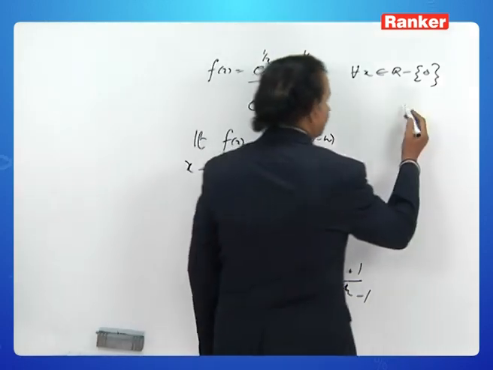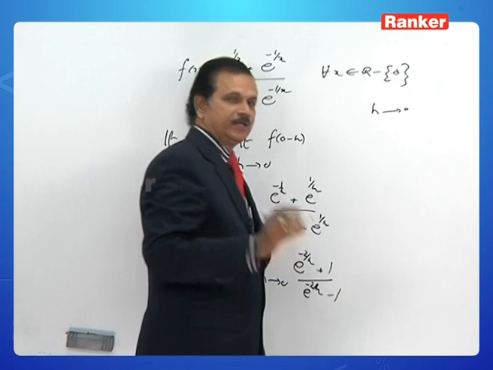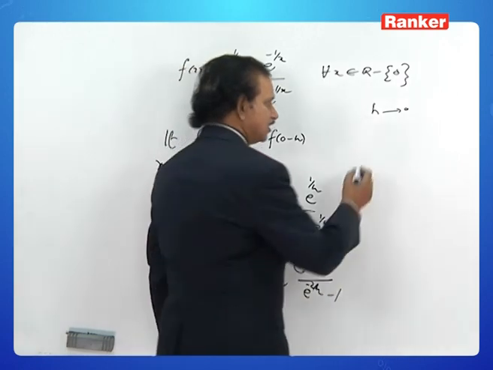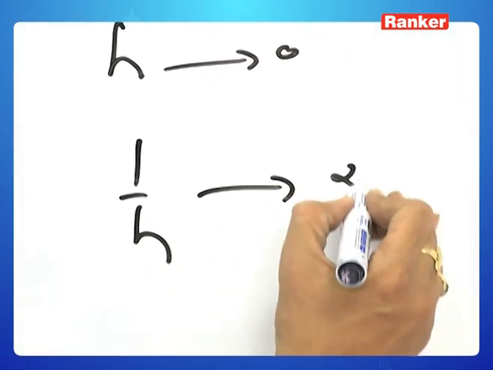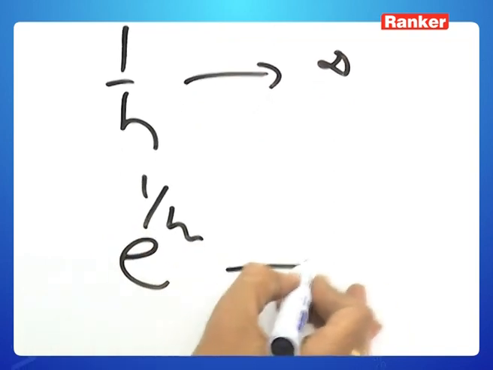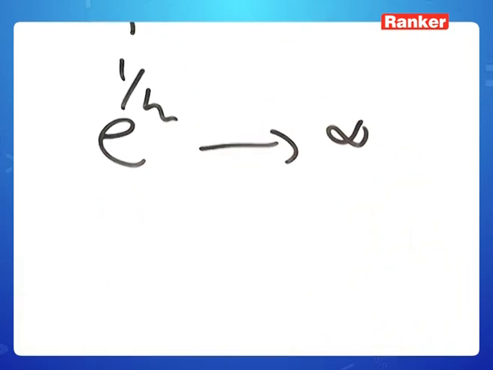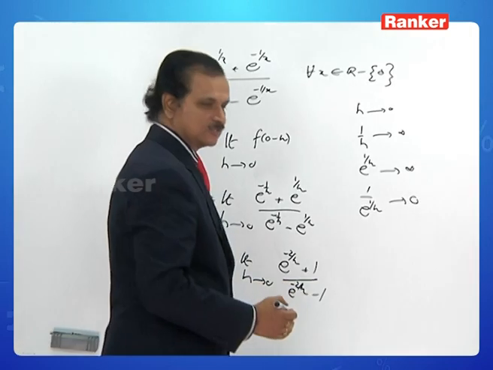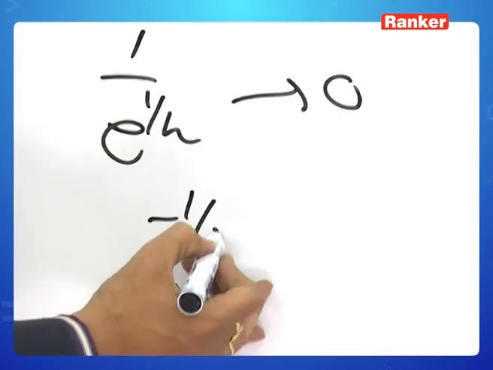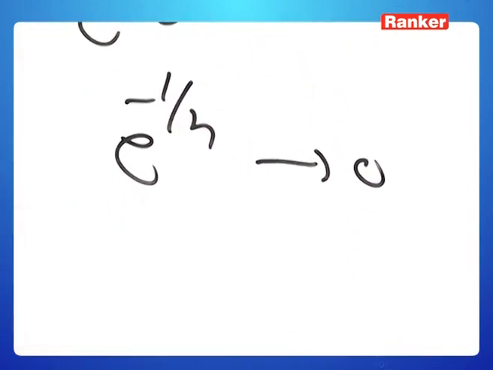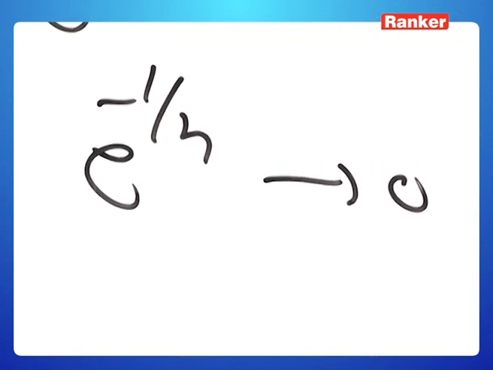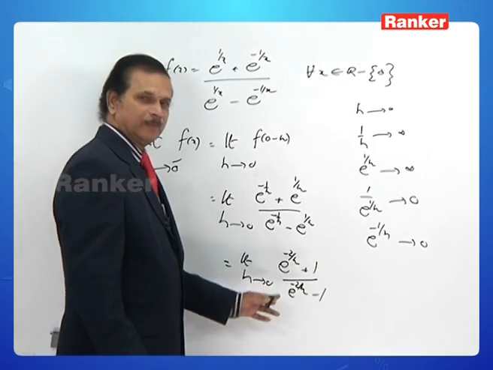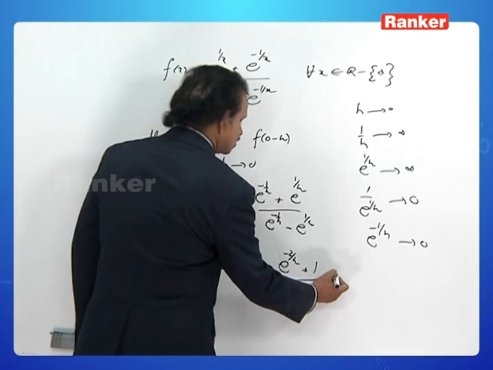You see, h tends to 0, h is supposed to be a positive number. In the h concept, h is strictly a positive number. As h tends to 0, 1 by h tends to infinity, e power 1 by h tends to e power infinity, 1 by e power 1 by h tends to 1 by infinity, that is 0. So e power minus 1 by h tends to 0, as 1 by e power 1 by h is nothing but e power minus 1 by h, you can say, surely. So it is 0. Use that concept here. 0 plus 1 by 0 minus 1. What can you say? It is minus 1.